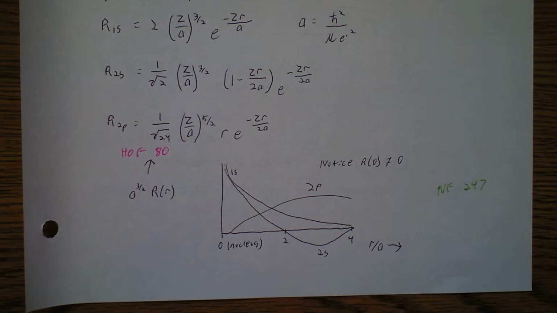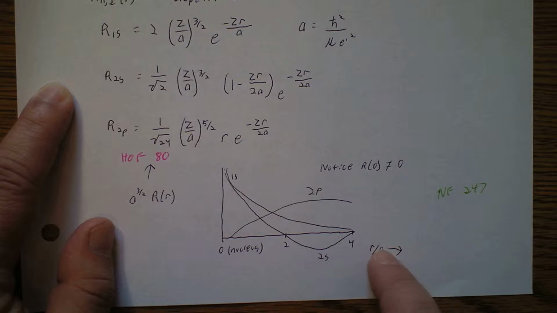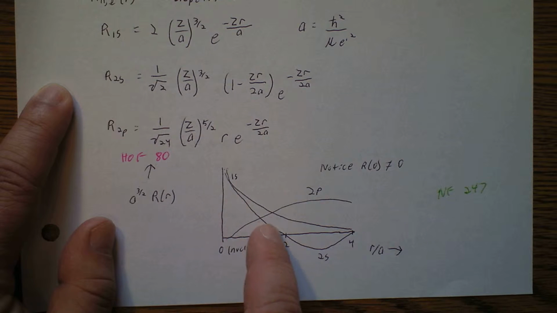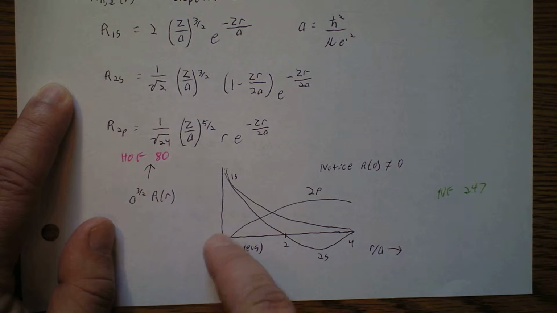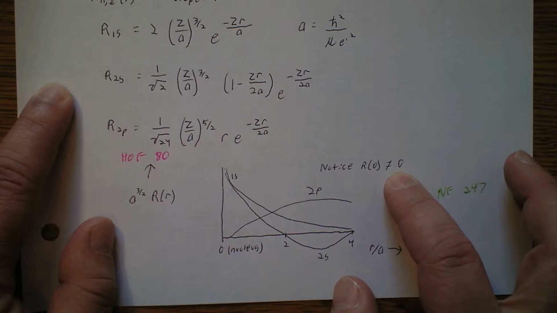Then a to the 3/2 times R of r is what's graphed on this side. Here we have 0, 2, 4, and this axis must be r over a, the radius divided by a. As you can see, here's your 1s orbital, which must be that top one. Anyway, here we have 1s, 2s, and 2p. Notice R of 0 is not equal to 0. We're going to be talking about that in just a bit.